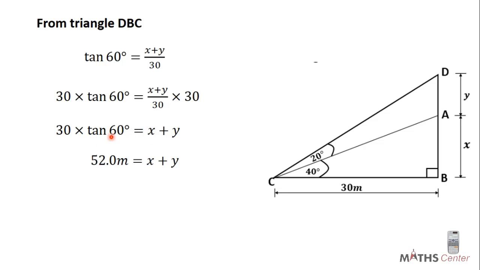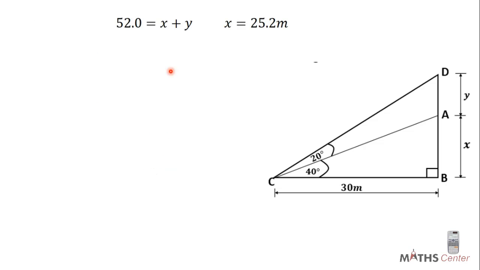30 plus tan 60 degrees corrected to 3 significant figures is 52.0 meters. So we have x plus y. But don't forget that in the previous slide, we found the value of x. So we know that 52.0 is equal to x plus y, but we have found the value of x to be 25.2. So we can change x to 25.2 and find y.